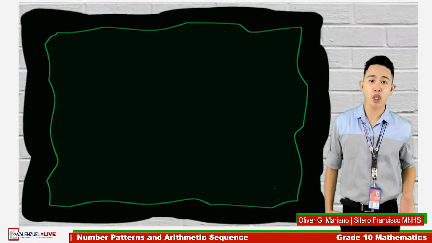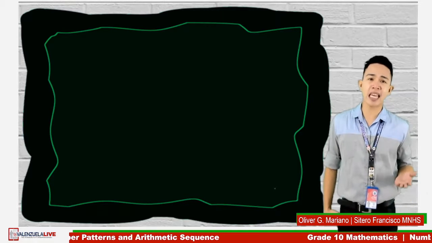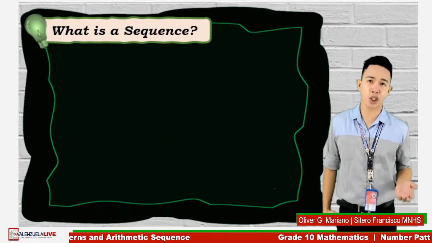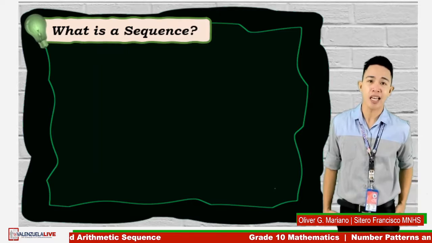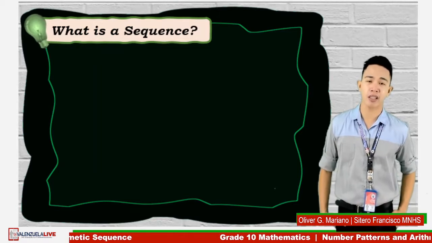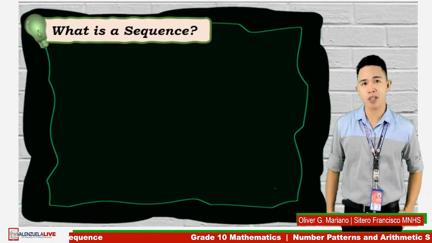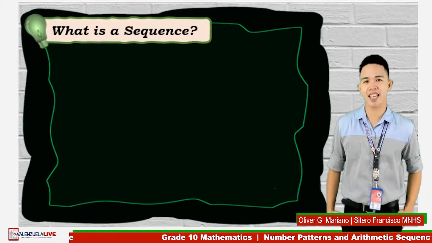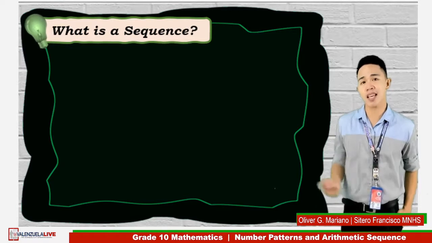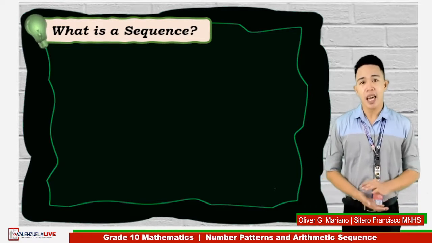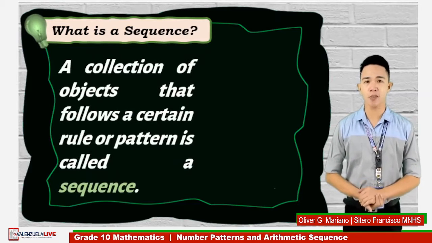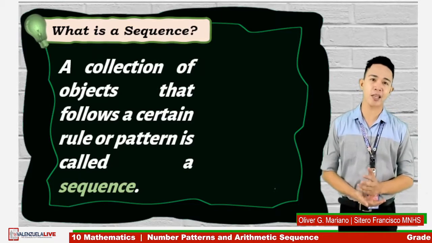Moving on, you may have observed that the entries in the lists shown in our first activity occur in a certain order. Such are examples of what we call sequence. But what is a sequence? A sequence is a collection of objects that follows a certain pattern.